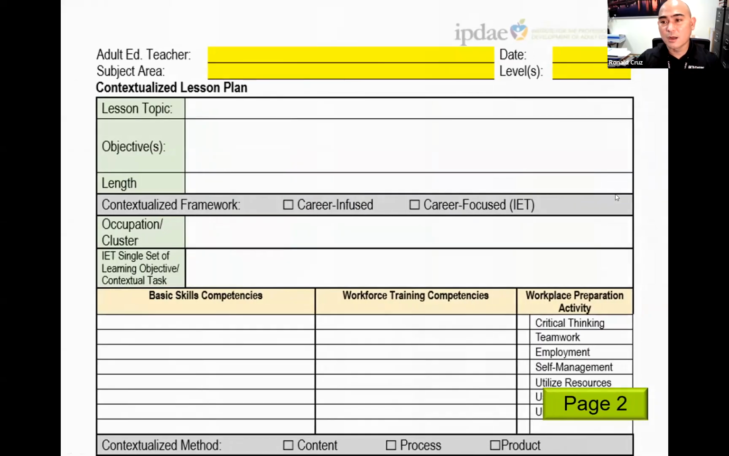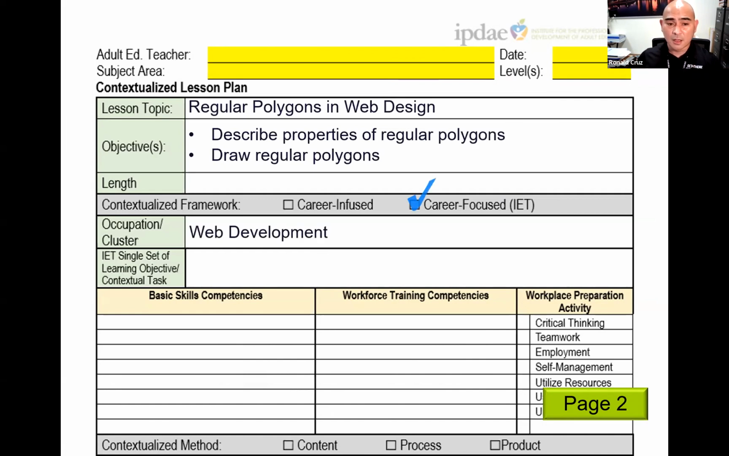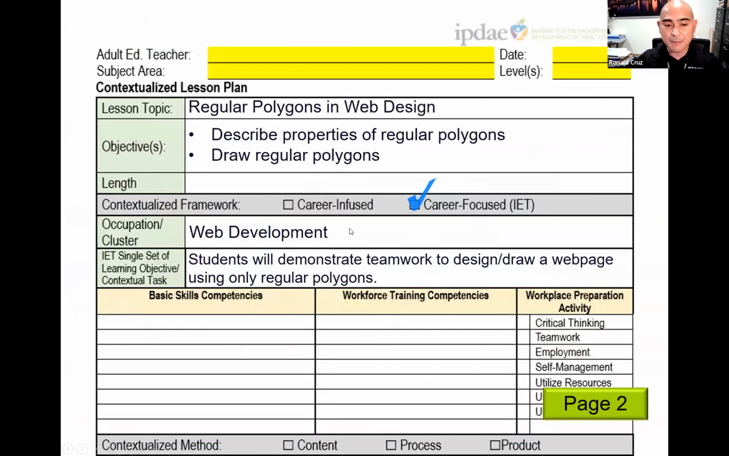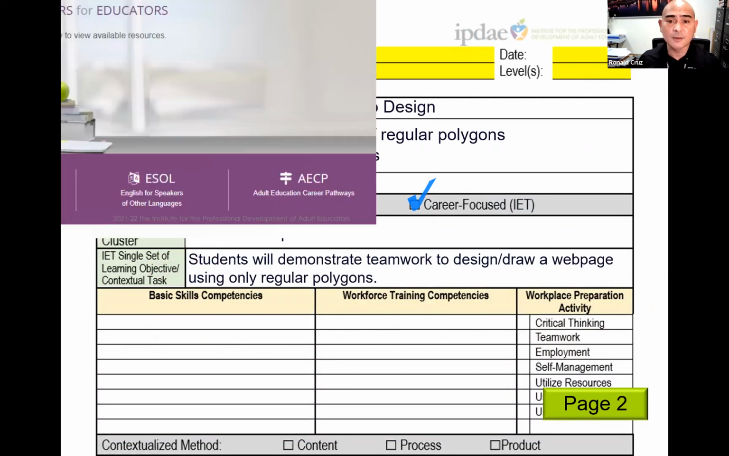So in your workbook, I've included the lesson plan template that we've developed in the state of Florida that we want our teachers to use. This is our template that has all the little bits and pieces, check-off boxes you want to have in planning an effective IET lesson. Feel free to use it. There's a section where you can indicate your single set of learning outcomes. And there's a section where you can separate the basic skills, the workforce training outcomes, and also the workforce preparation activities in there. So please try to explore that and use it as needed.